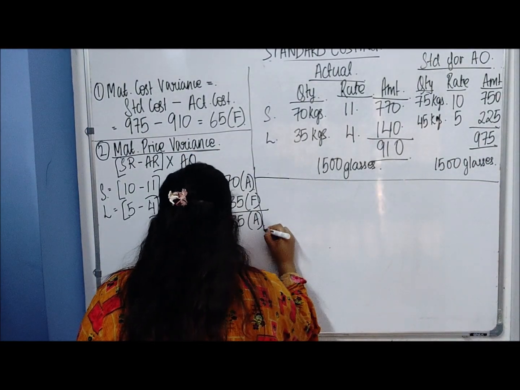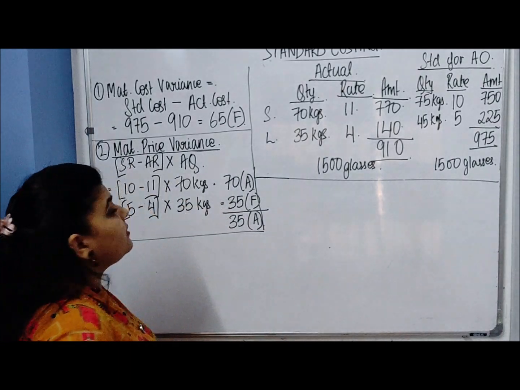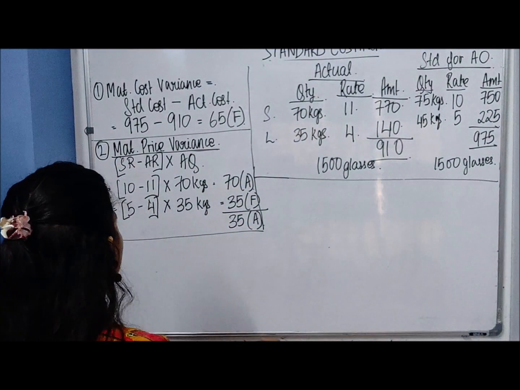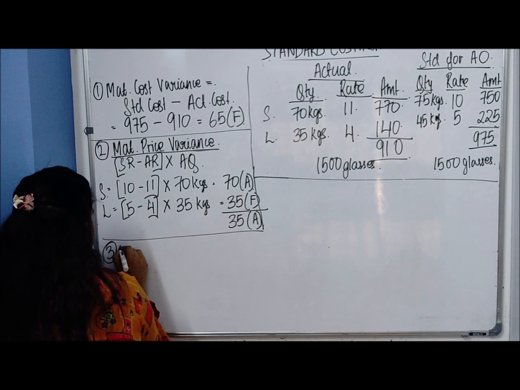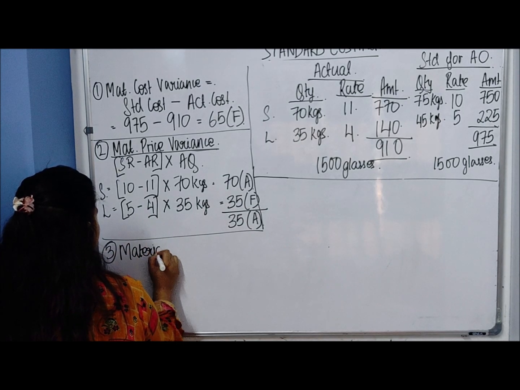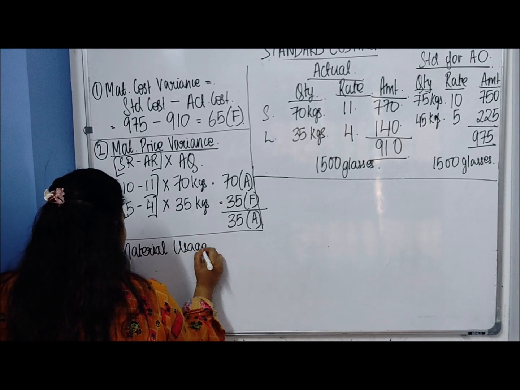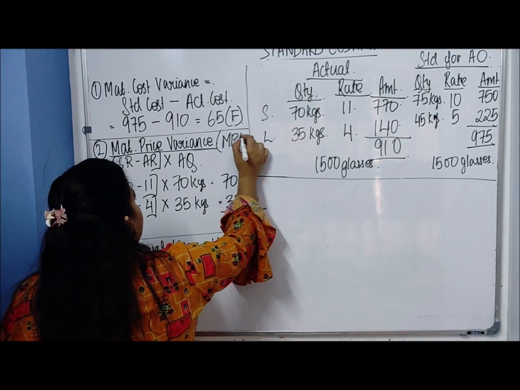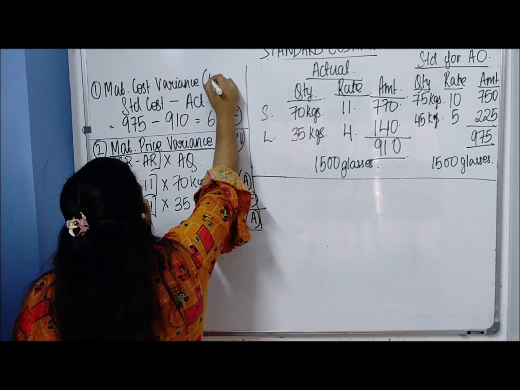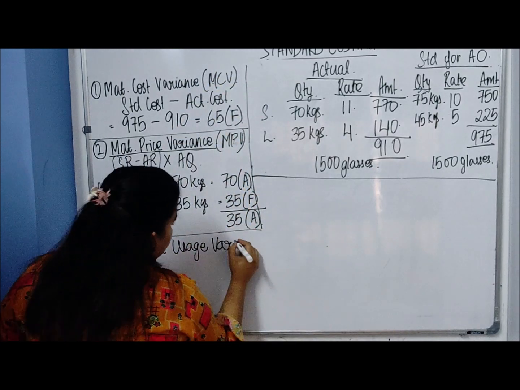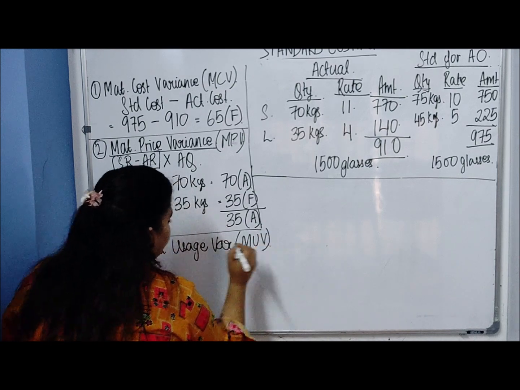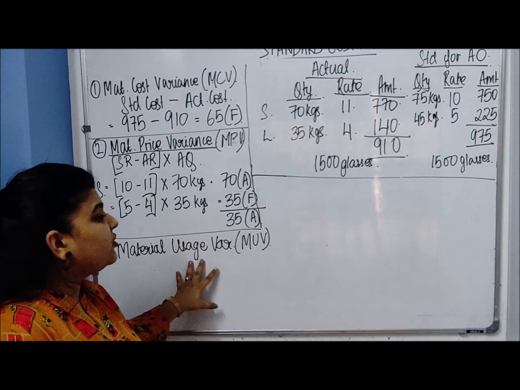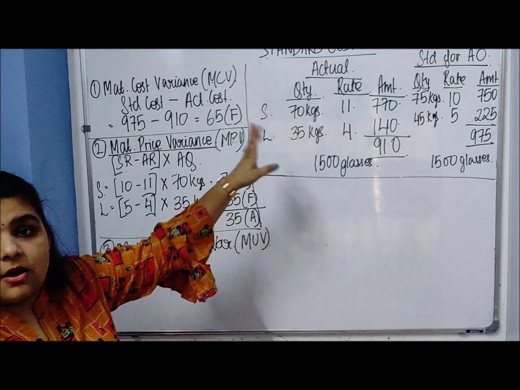The next, I told you the two reasons behind the variation in cost: one is the price and the second is the quantity. So now we are going to focus on the quantity. The third variance that we have is material usage variance. I will write MPV, MCV, and this is MUV, material usage variance. Now, similarly, we are going to see how much the quantity is responsible for the variation.